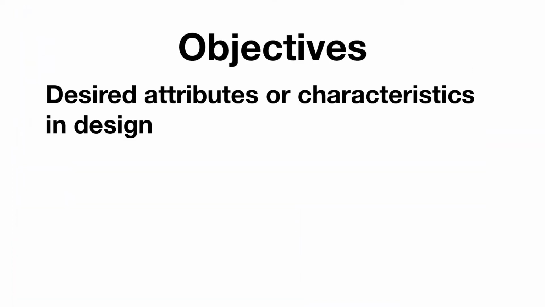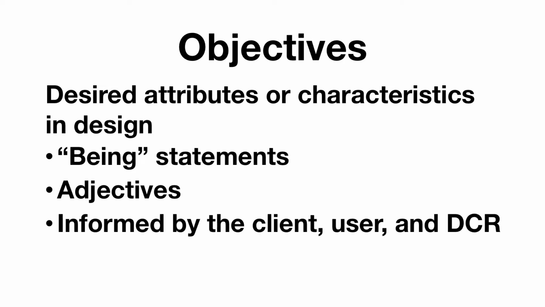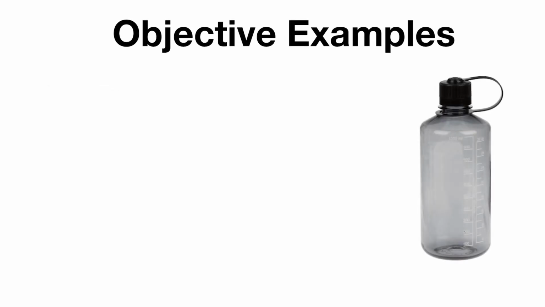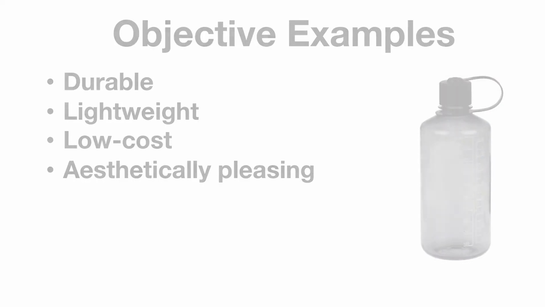Objectives are defined as desired attributes that a client or potential user would like to see in a design. They're expressed as being statements or adjectives. They're often physical features of a desired solution. The client, the users, and the design context review inform the objectives for your project. And some examples of objectives for your water bottle might be that it's durable, lightweight, cheap, or could be described as aesthetically pleasing or attractive.